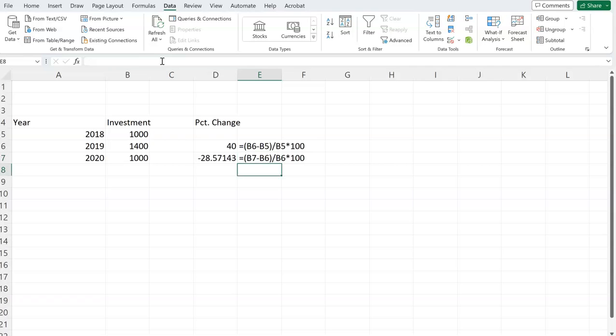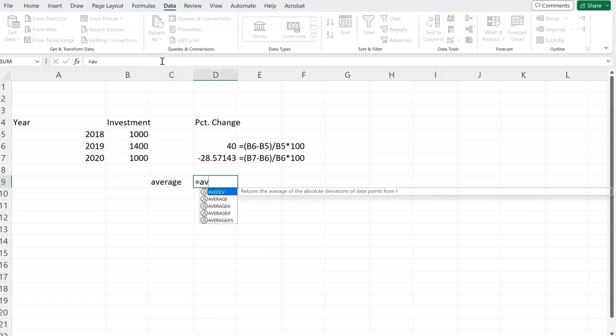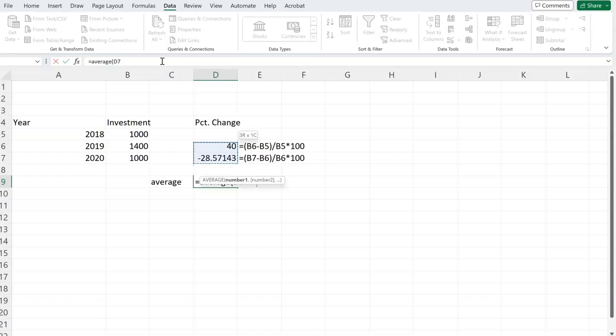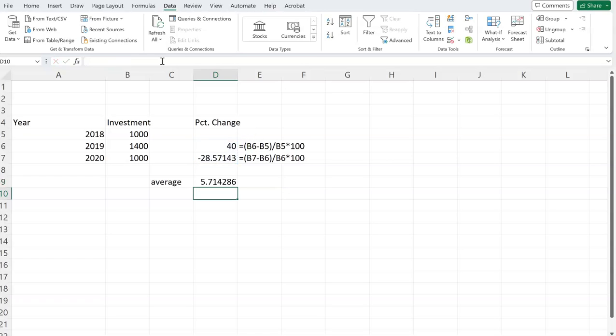Now the issue here is if I were to find the average returns of my investment, if I just did the average of these two numbers, it comes up to be 5.71%. Now if somebody tells me my money grew by 5.71% over these 3 years, I would see that as quite not correct because I started at 1,000. By 2020, I ended back at 1,000. So it doesn't seem to be the right number to follow.